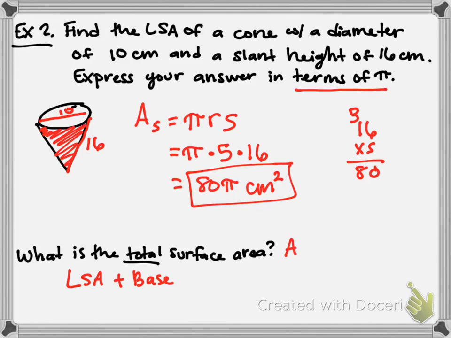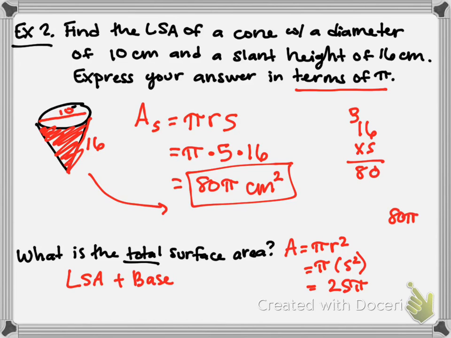So how do I find the area of a circle? Well, that would be pi r squared. So in this case, r is 5, so 5 squared, right, is 25 pi. So I'm going to take the 80 pi that I found, and I'm going to add 25 pi to that. So if I have 80 and I'm adding 25, I will get 105 pi centimeters squared for my total surface area.